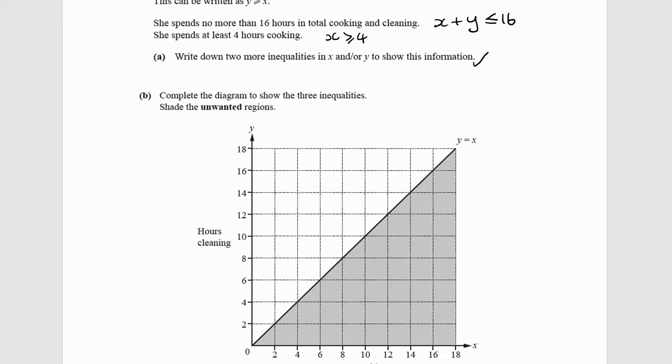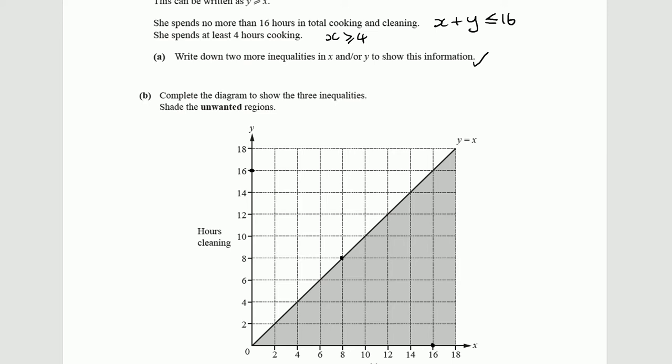So I need to draw x plus y equals 16. Well, if x equals 0, y has to equal 16. So that would be going through this point. If y equals 0, x would need to equal 16, and that will be going through this point. So I now have 2 points to join together. Remember, you could pick any values. If x equaled 8, y would have to equal 8. So I could find another point over here if I wanted to. So now I'm going to join those points together with a straight line.